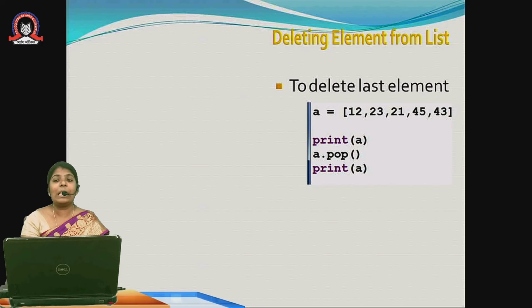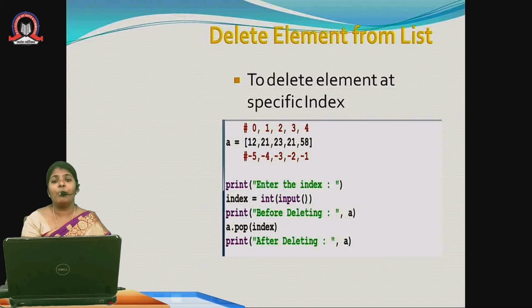Now deleting an element from the list. Already I have said we are using pop. Pop means what? To remove an element from the list, we use the keyword pop. For example, if you want to remove the last element, what do you do? Print of A dot pop, print of A. So what will happen? It will remove the last element. So which keyword do you use for removing or deleting an element in the list? You use pop. Okay. Now we can see an example, delete element from list.